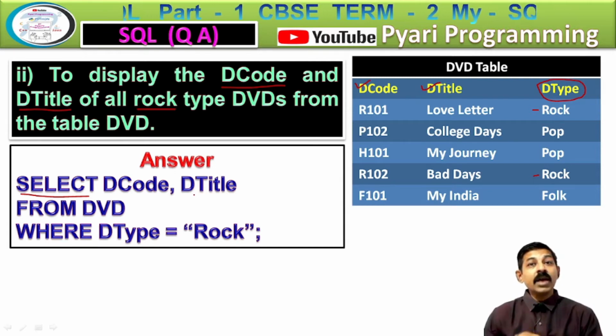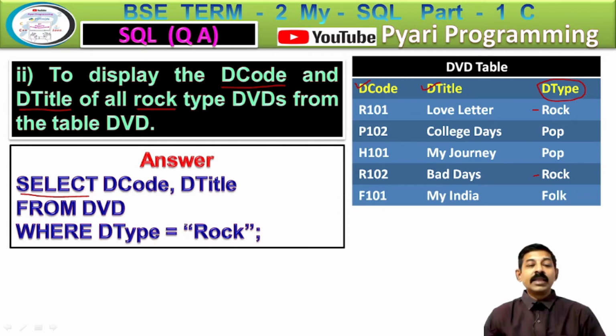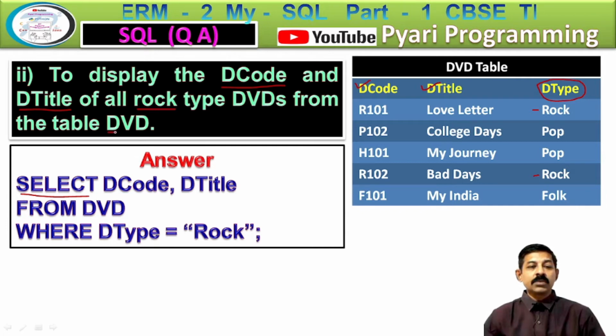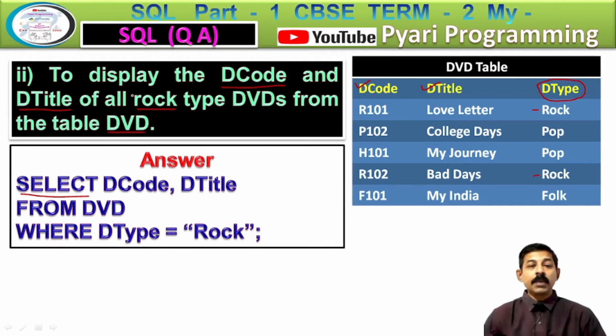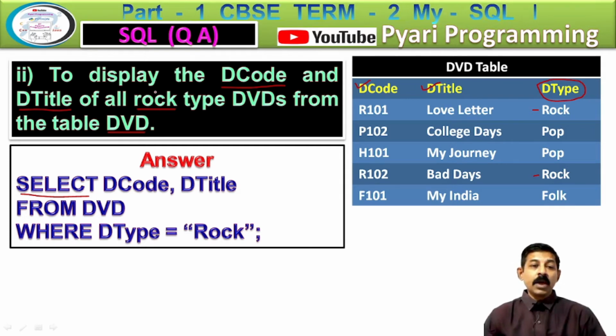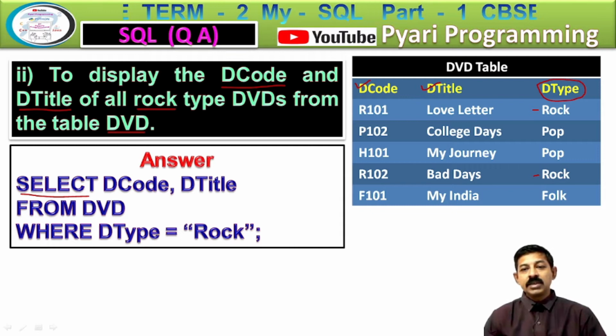After that, what comes? From which table? That's why from is the word. Then your table name is your DVD. That's why I'm using DVD. After that, condition, because it is not displaying all the records. It is displaying only the DVDs of type rock. So that's why the column name is D type.